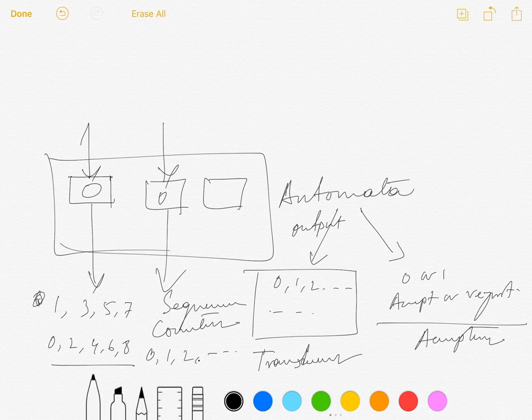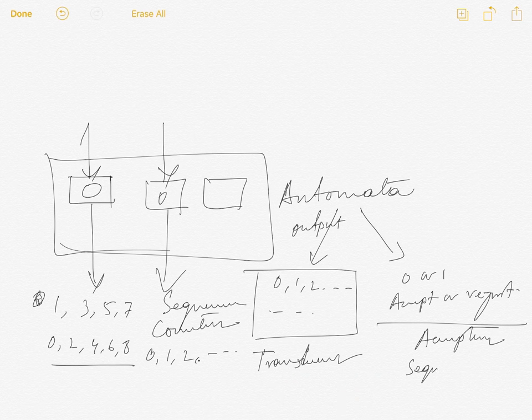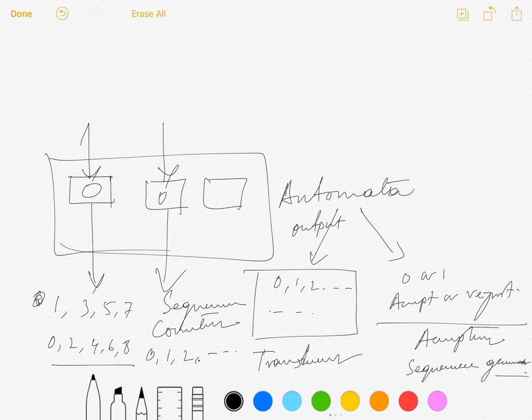Now if the output is shown in the form of a 0 or 1 or accept or reject, apart from accept and reject, there is no other state that an automaton can show, in that case it is called an acceptor, like the sequence generator that we have already discussed, whatever example that we have shown.